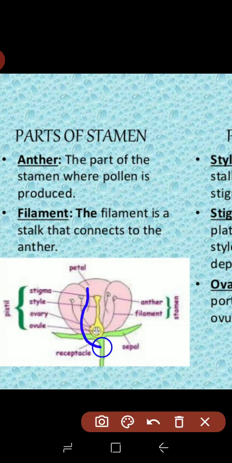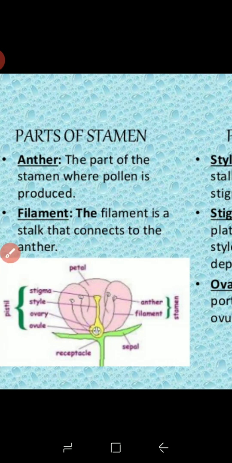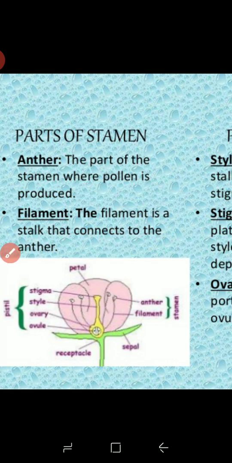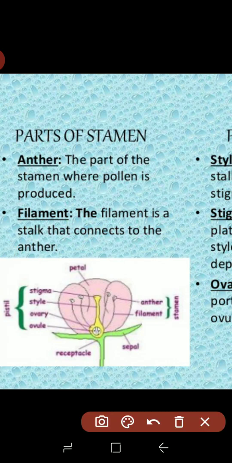Then what is meant by pistil? This is called the pistil. It is an ovary-like structure, and it contains stigma, style, ovary and ovule. So anther is the part of the stamen where pollen is produced, just like this. Then the filament is the stalk that connects to the anther. This is the filament and this is the pollen.